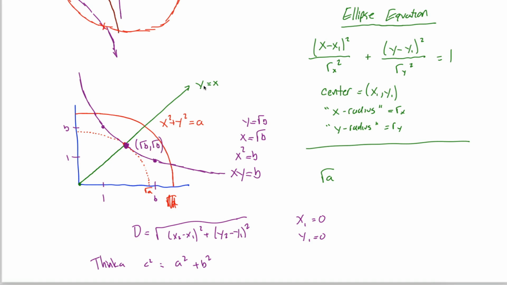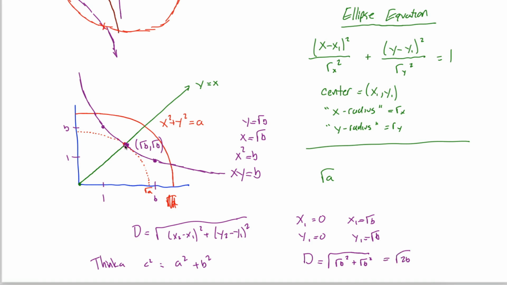Oh yeah, that makes sense. Clearly it's on the line y equals x, and it's on this graph because if I take the square root of b and multiply it by the square root of b, I get exactly b. What I'm saying is that x1 is root b and y1 is root b. Plugging those into the distance formula, I get the square root of root b minus 0 squared plus root b minus 0 squared. In other words, the square root of 2b.